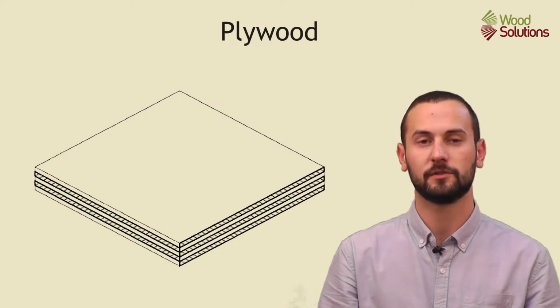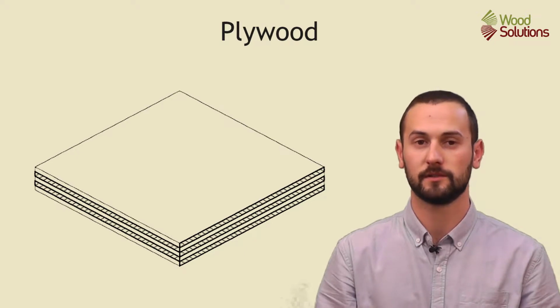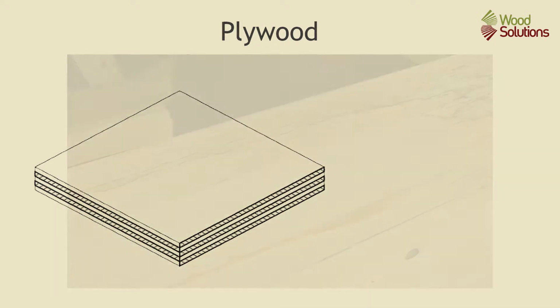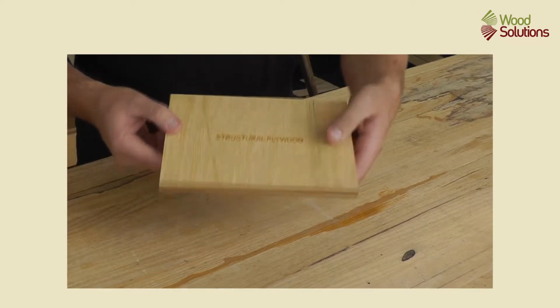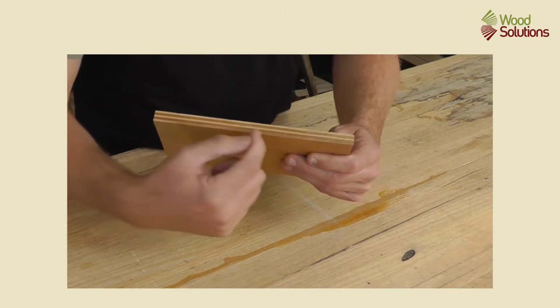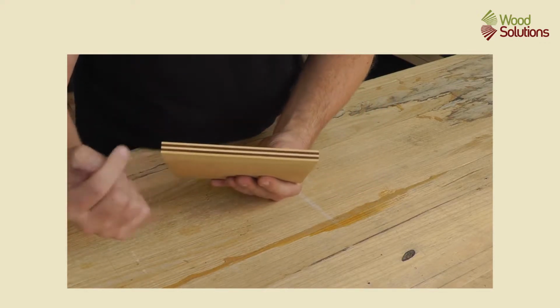Plywood is layers of structural veneer glued together in a sheet with the grain direction alternating between layers. The grain on the outside of the sheet runs along the sheets. The grain of every alternate inner layer runs across the sheet. Plywood always has an odd number of veneers.